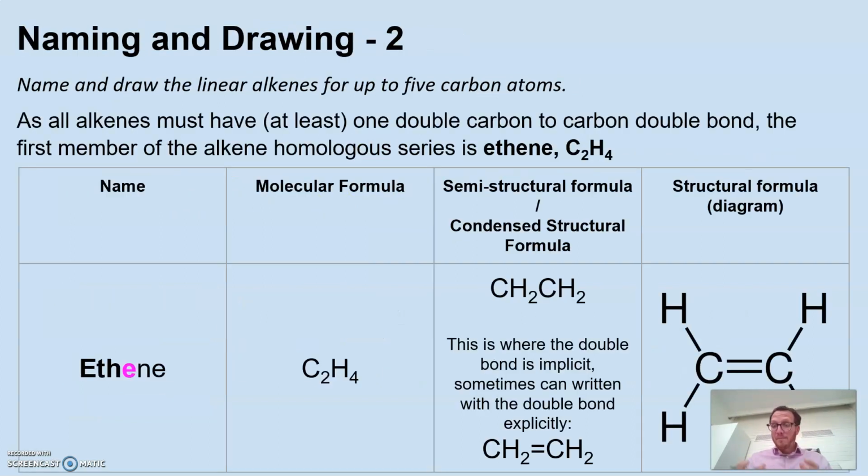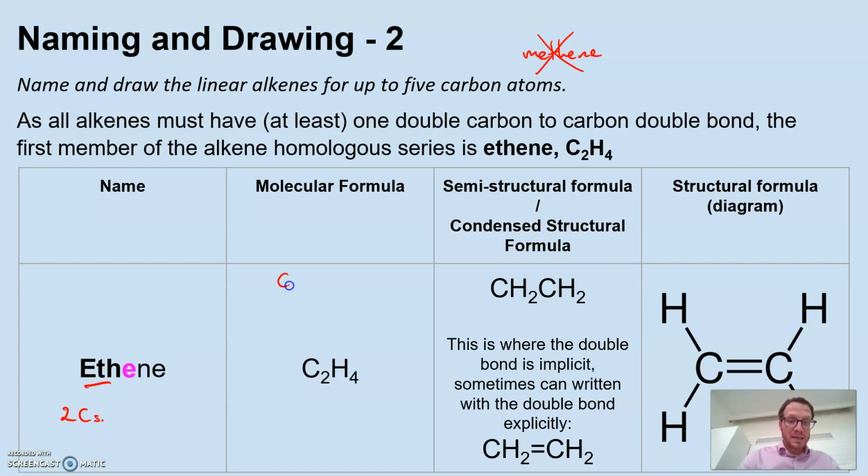The first member of the alkene family is ethene. There's no such thing as methene. It doesn't make logical sense because if we only have one carbon, it can't be double bonded with another carbon. So our first member of the alkenes is ethene, remembering that eth is the prefix for 2 carbon atoms.